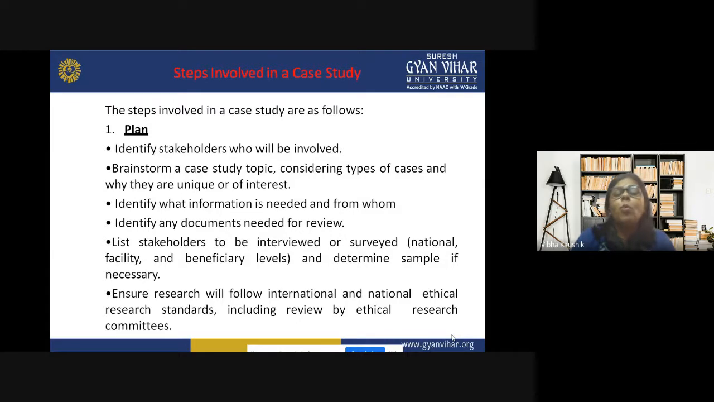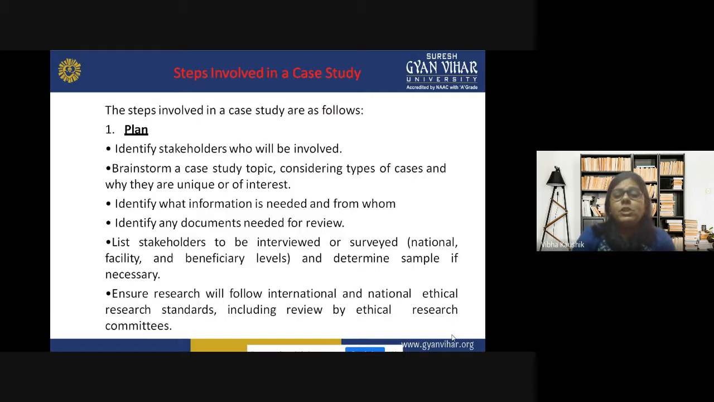Now, steps involved in a case study. The steps involved in case studies are as follows. The first one is plan. Identify stakeholders who will be involved. Means you have to identify the particular stakeholders that will be involved in the case study. Brainstorm a case study topic considering type of cases and why they are unique or of interest.